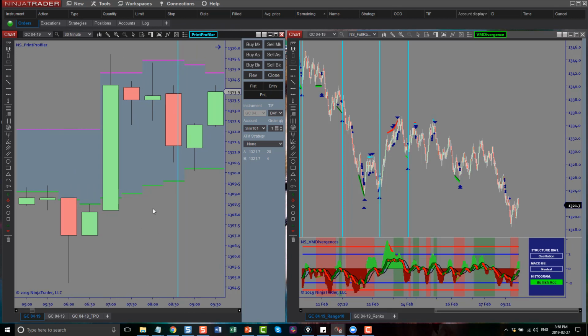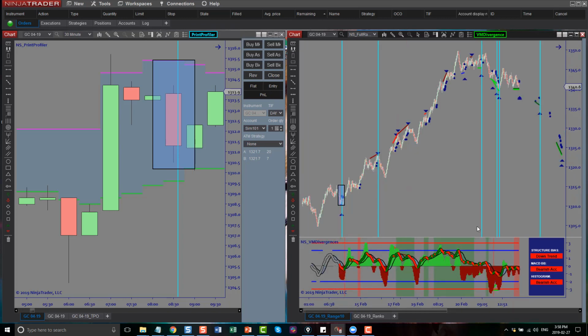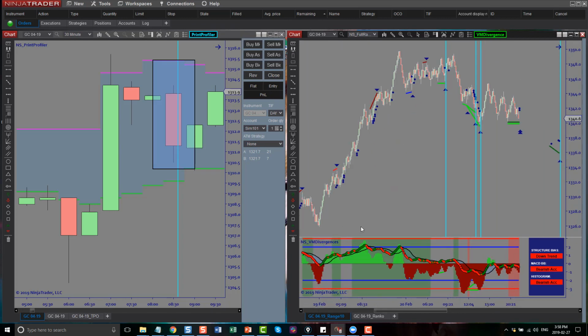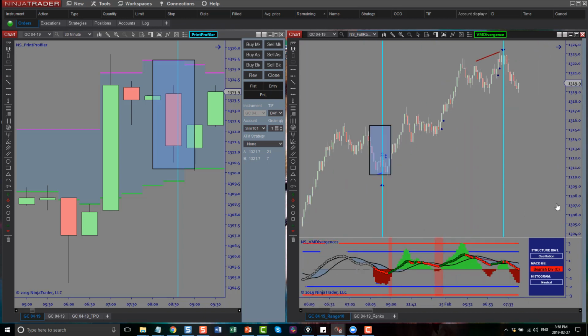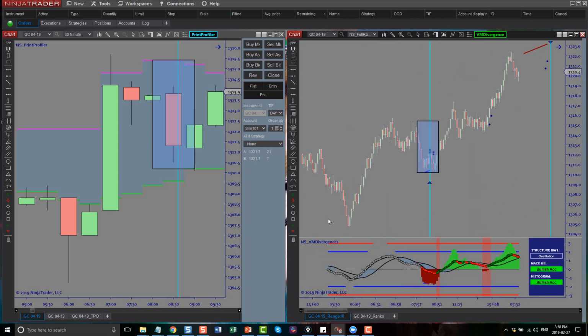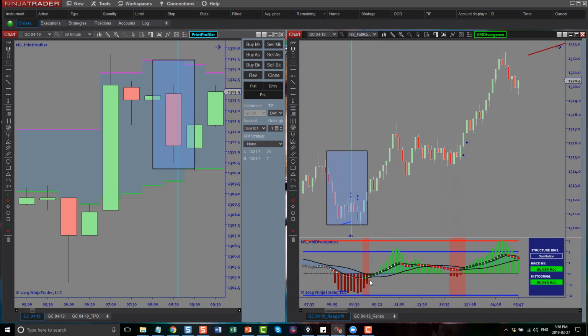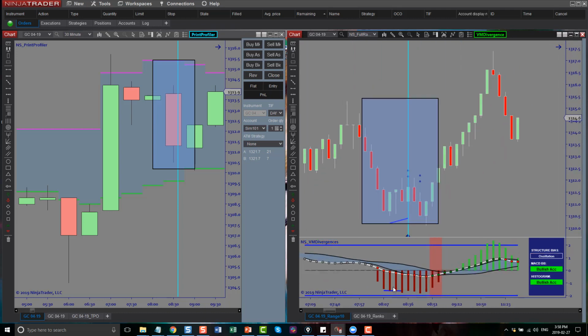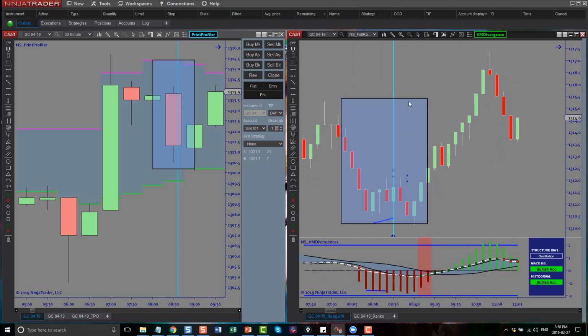So let's just take a look at that, right? Well, that's the entire value area right here. So let's go back to the very first setup. If you're using the developing profile, you would not have taken that trade, because you would have been inside the daily value area at that time. You would not be in the extremes.